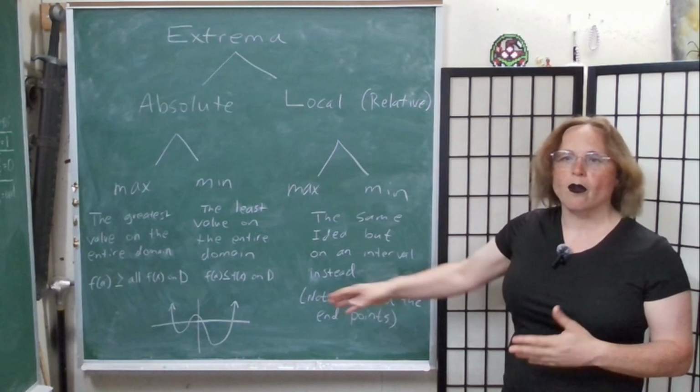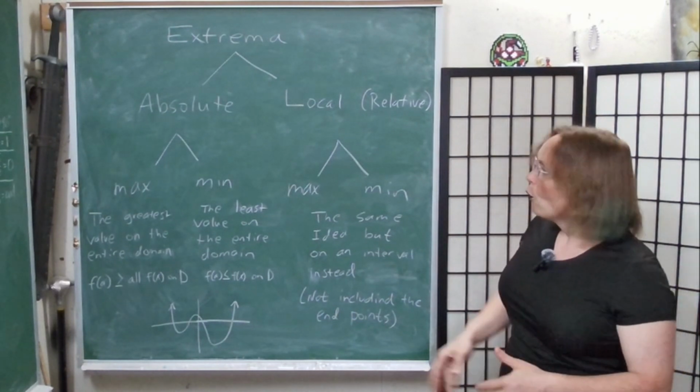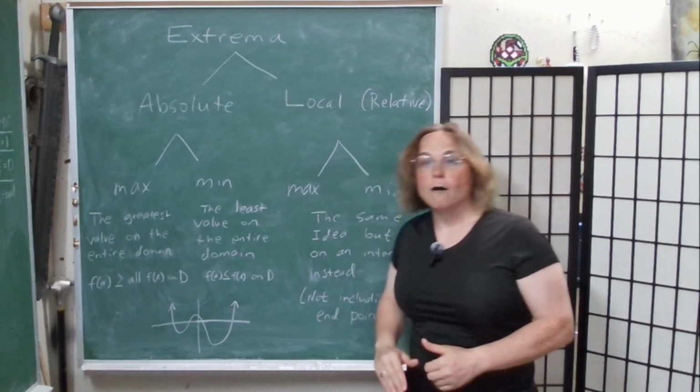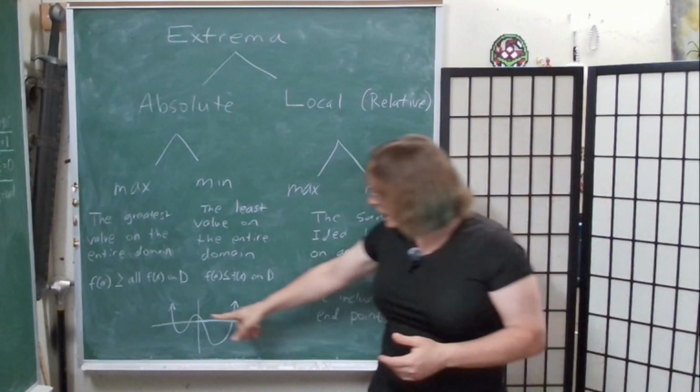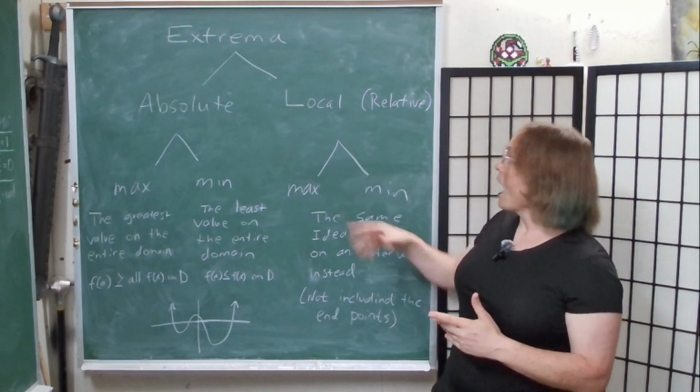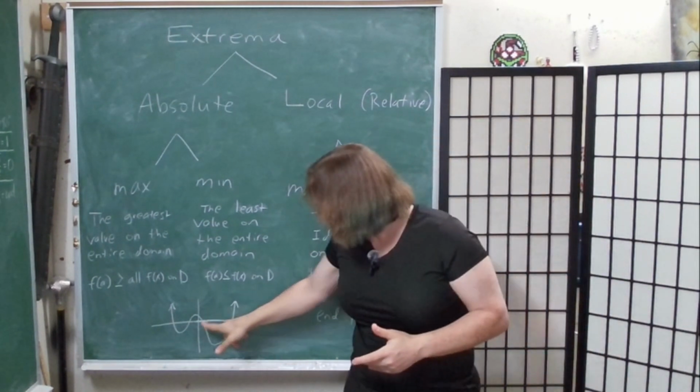So if we look at the little graph we have down here, for example, we have an absolute minimum. It would be this bottom curve. But we don't have an absolute maximum because it goes off to infinity on the endpoints. We do have a local maximum. It would be right here.